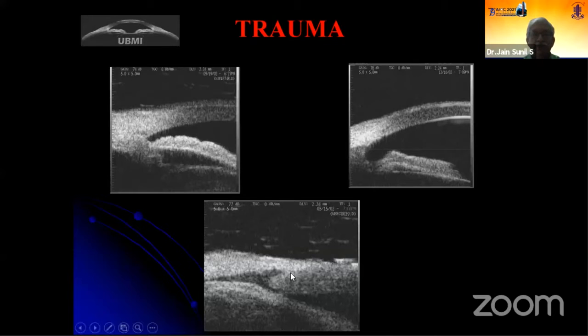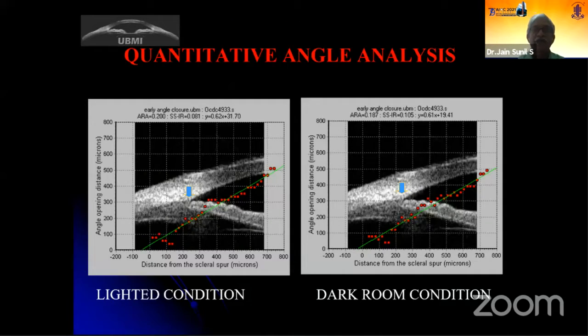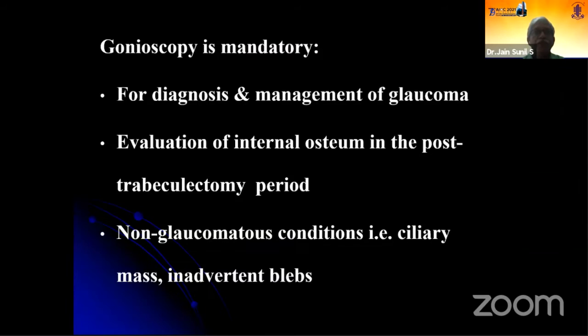Post-trauma, you could have a supraciliary effusion or a cleft, which again cannot be seen by gonioscopy. Quantitative angle analysis, especially for research, or if you want to do the dark room test and evaluate based on it, is not possible with gonioscopy. So gonioscopy is mandatory for the diagnosis and management of glaucoma, including evaluation of the internal ostium in the post-trabeculectomy period and diagnosing certain non-glaucomatous conditions such as inadvertent blebs. But it too has its limitations, and that's where the role of imaging devices comes into play.